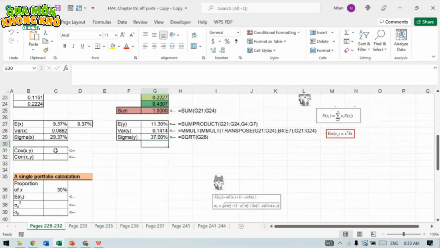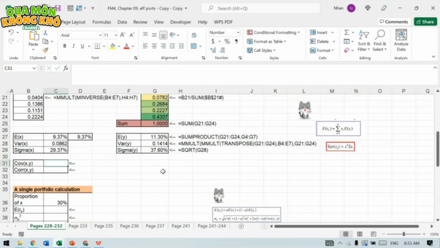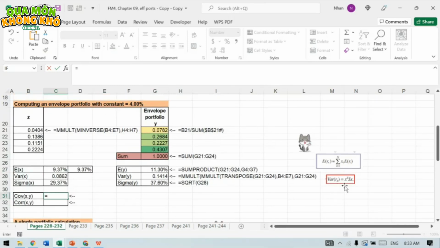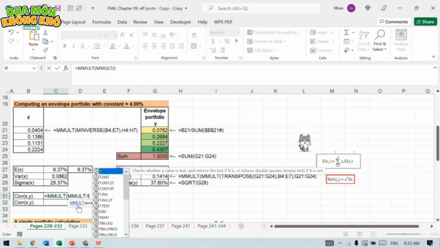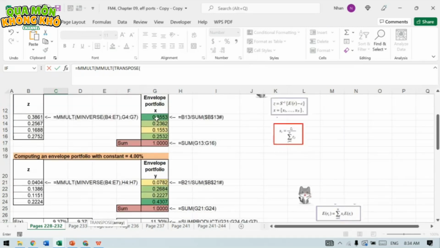So for the covariance, if you make the formula of covariance, here you just need to replace the X here by the Y. You will have the covariance of X and Y. So I just apply the function here. Transpose for portfolio X.